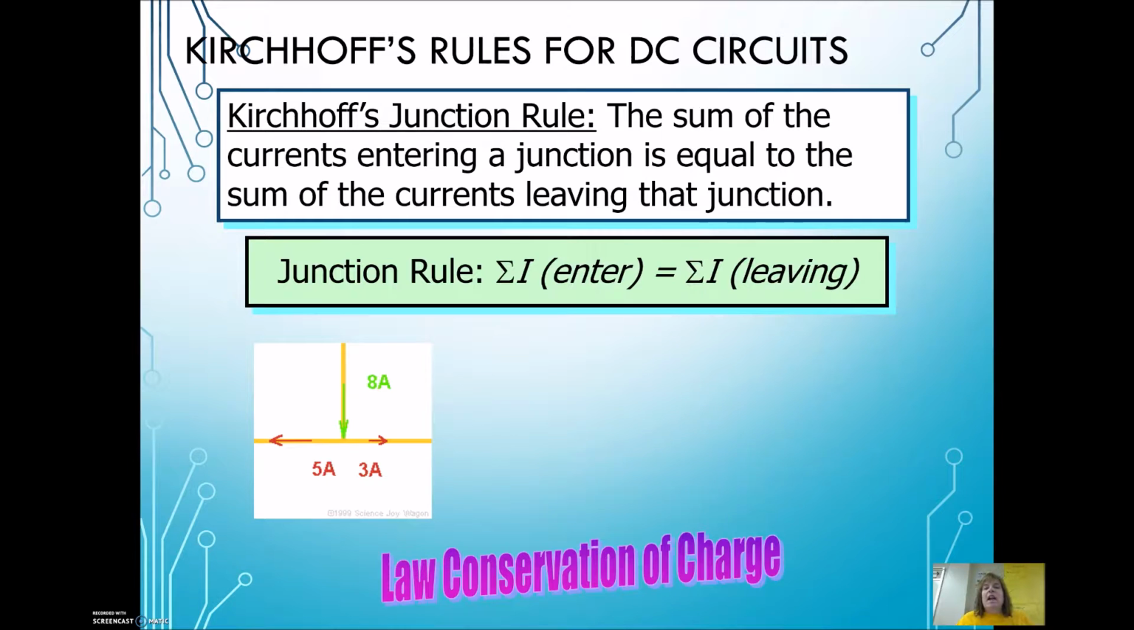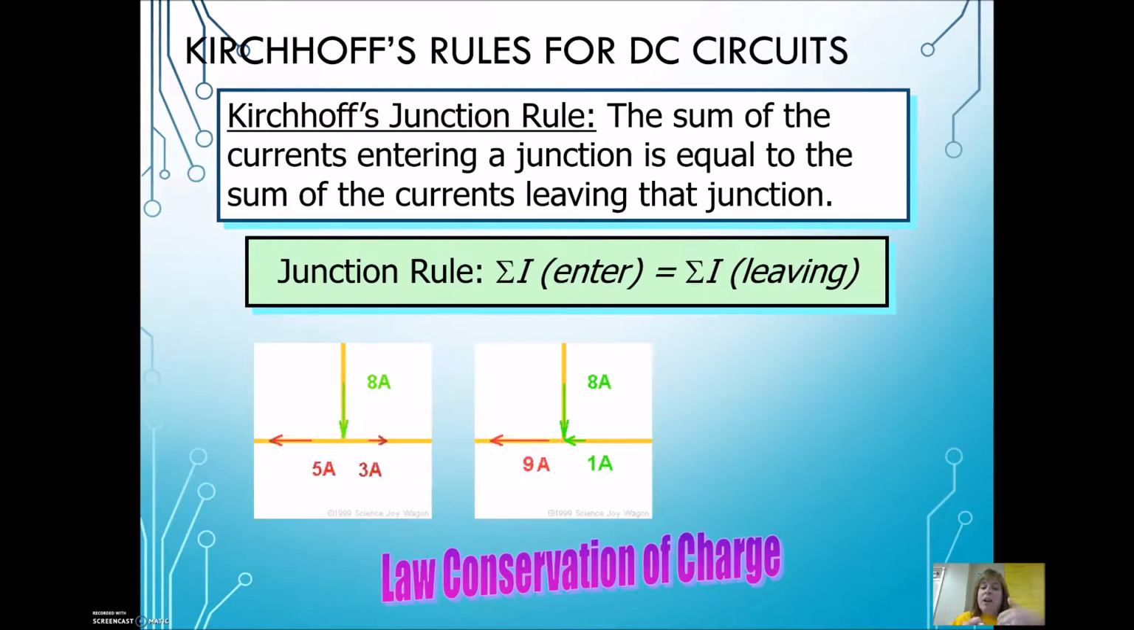So here's a junction where I have 8 amps coming into the junction, so that means 8 amps have to come out. Now, if I had equal resistors on both sides, like maybe I had identical bulbs on both sides, then it would be 4 amps and 4 amps. But obviously here, my resistors in the other parts of the wire must be different because I have 5 on one side and 3 on the other, but it doesn't matter as long as they add up to 8. So what goes in must go out.